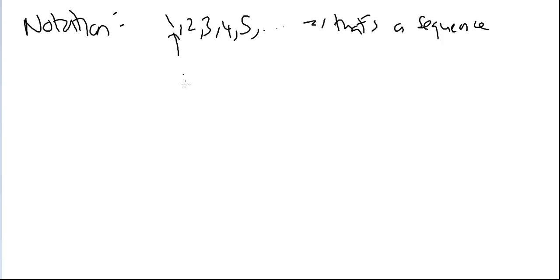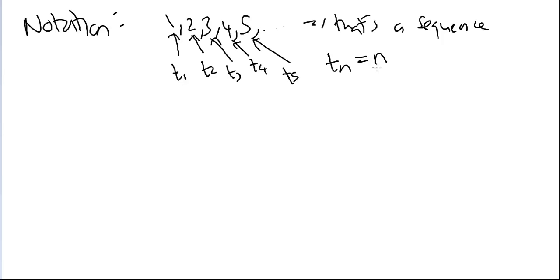And these are terms. So this would be the first term, T1, that would be T2, that would be T3, and so on. Might as well put in T4 and T5, since only 2 more. So that's what we mean by T1, T2, T3. And we refer to the general term as Tn. So in this case, Tn would equal n.